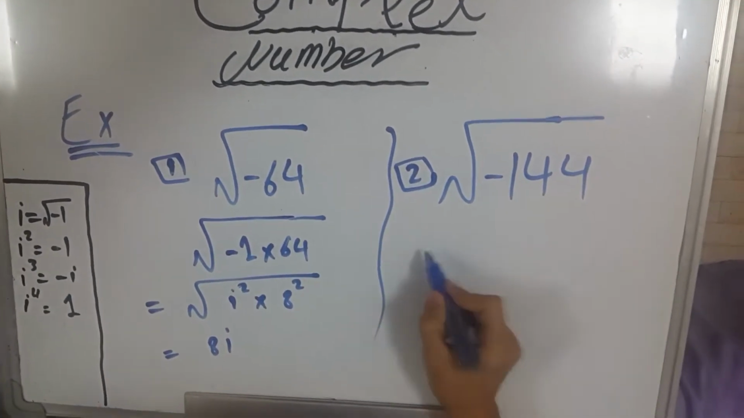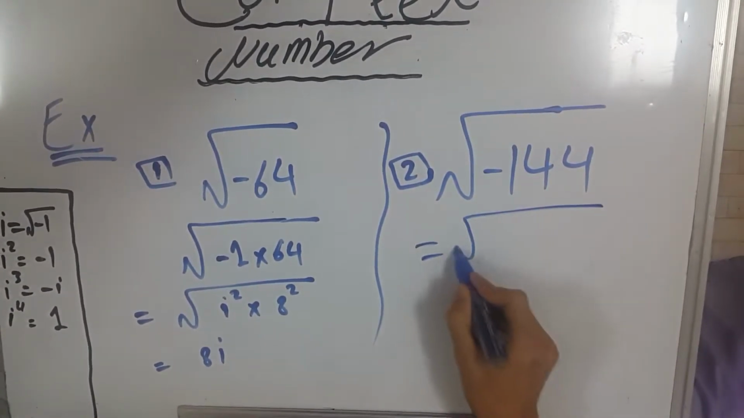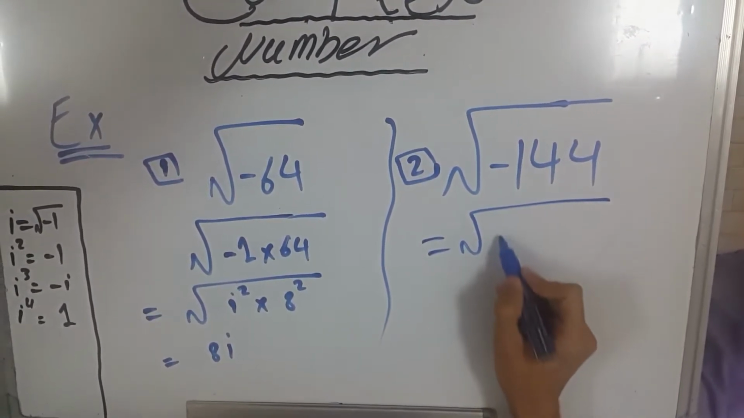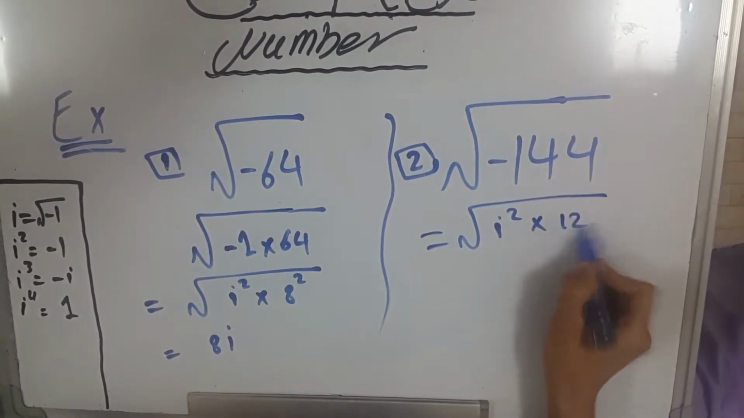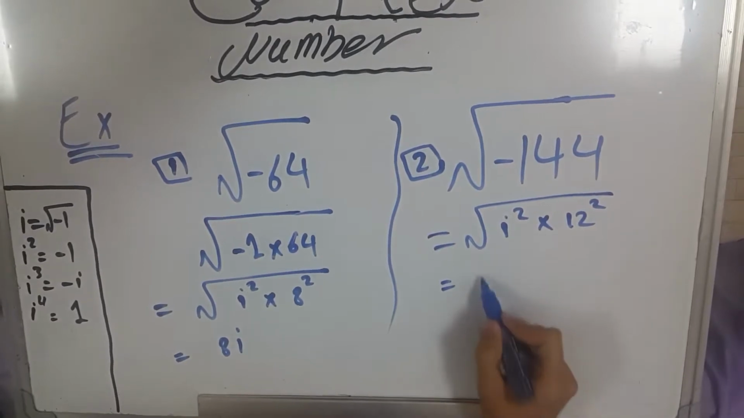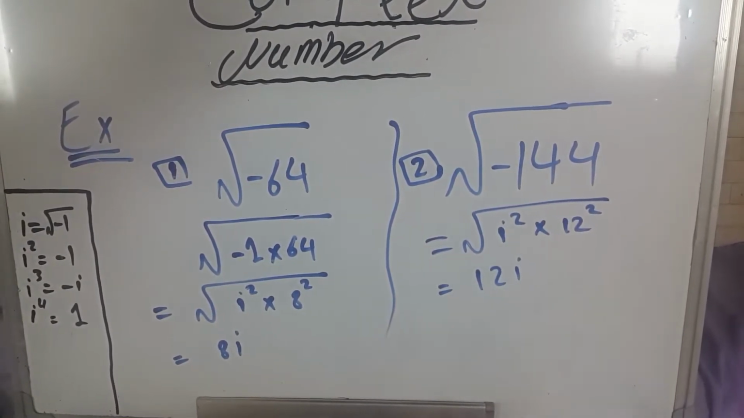And we'll move to the next problem, square root of negative 144, and we see negative 1 which equals i squared, and 144 which equals 12 to the power 2, and the solution will be 12i.